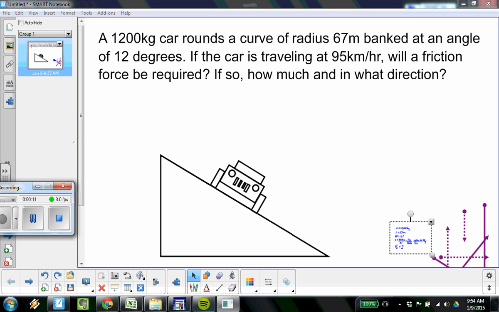We're going to be using some Newton's laws here as well. The problem is a 1,200 kilogram car rounds a curve of radius 67 meters banked at an angle of 12 degrees. If the car is traveling at 95 kilometers per hour, will a friction force be required? If so, how much and in what direction?